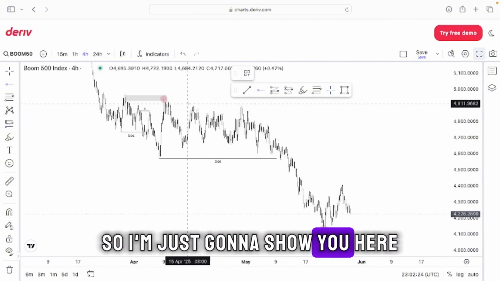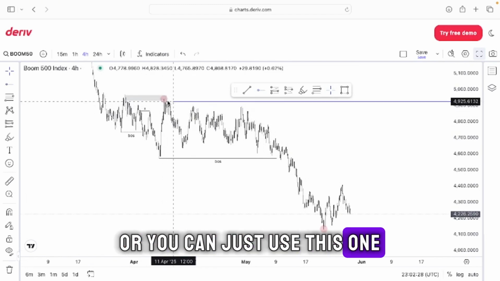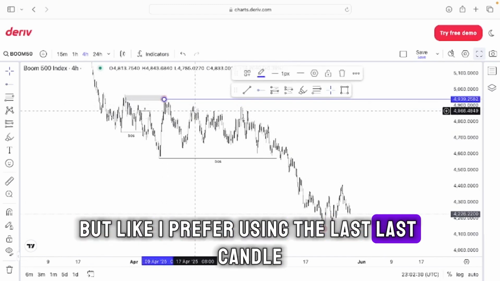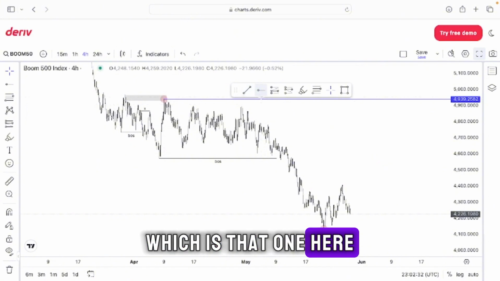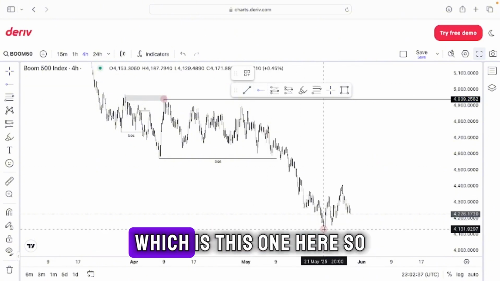So I'm just going to show you here. This is the last external structure, or you can just use this one, but I prefer using the last candle, which is that one here. Let me change the color for it. Then we have the lowest point, of which it's this one here.